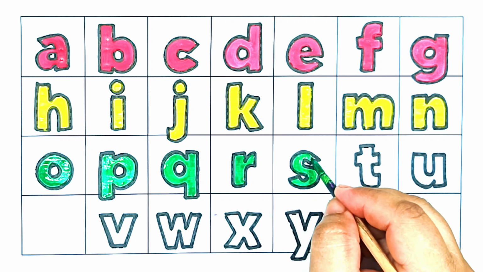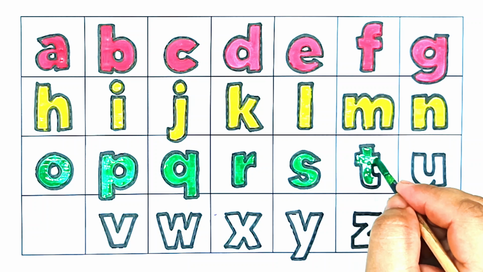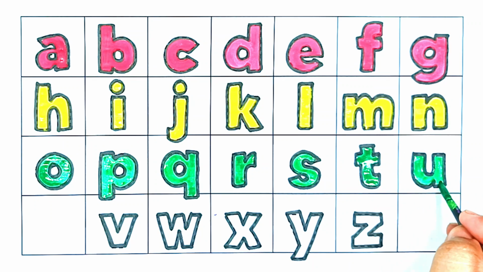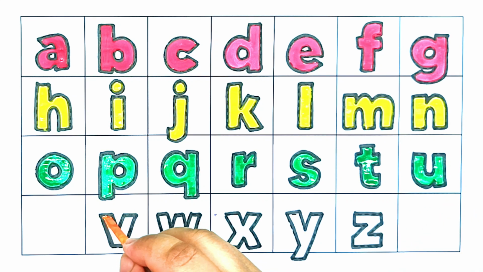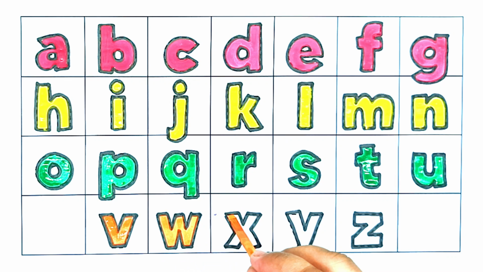S for star. T for train. U for umbrella. V for van. W for watch. X for xylophone.